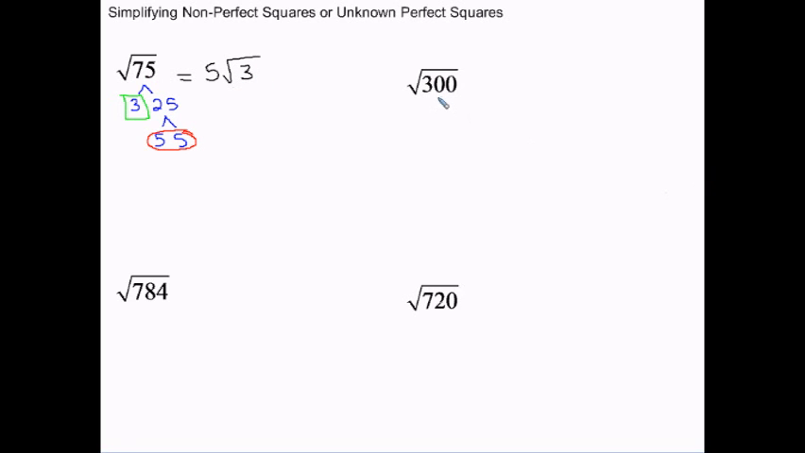So let's look at another one. 300 is 3 times 100. Now, if you get to this point and you recognize that 100 is a perfect square, you can go ahead and take the square root of 100, which is 10, and bring that outside. Or if you don't recognize that, we can continue to factor this.